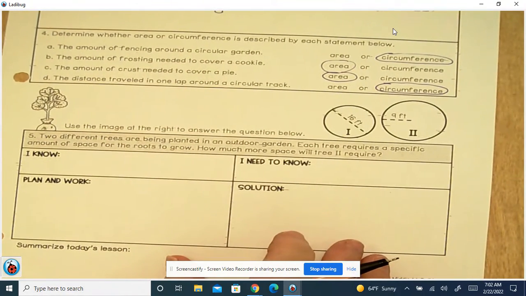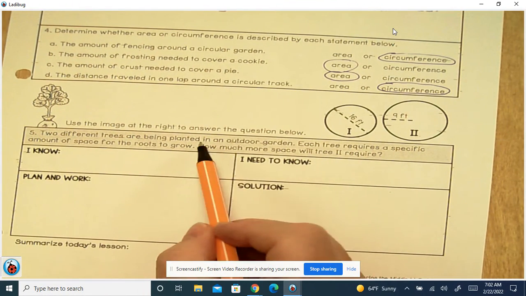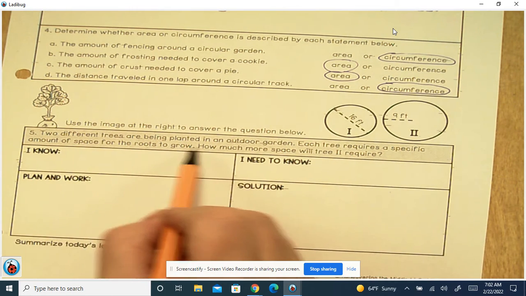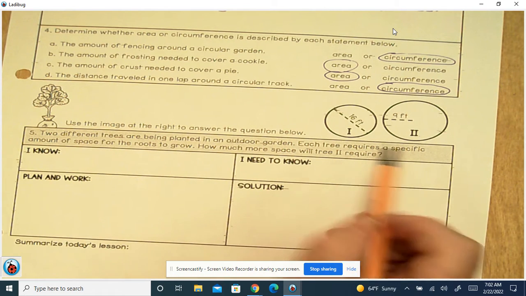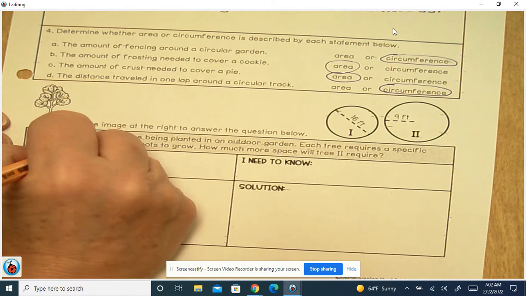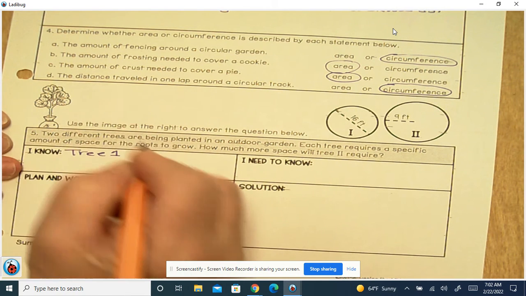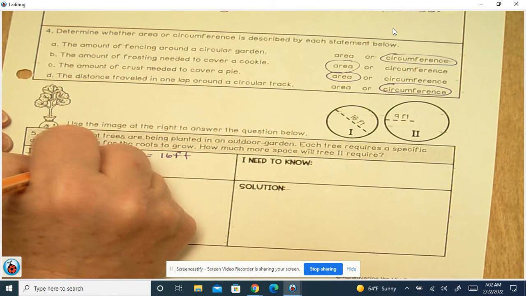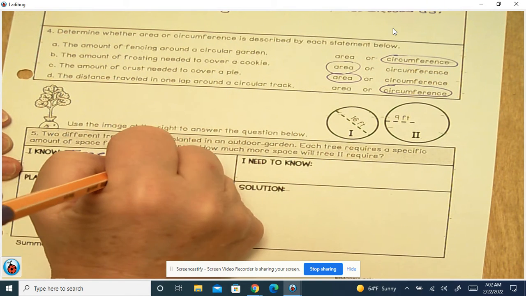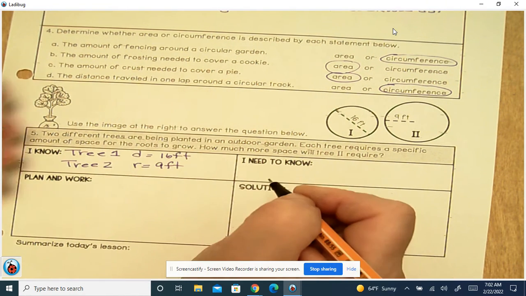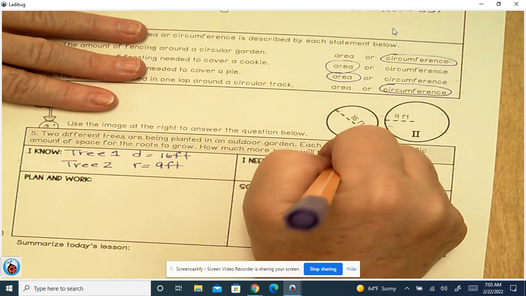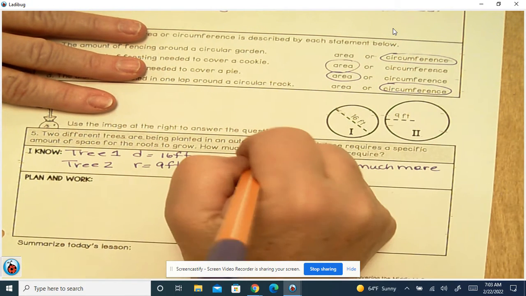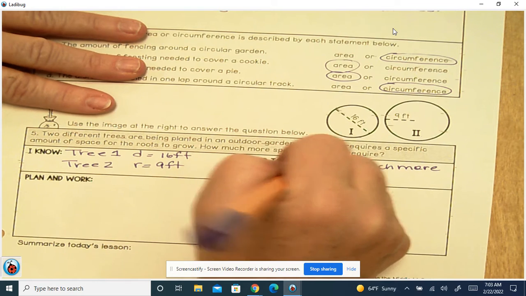All right, and then the last one here at the bottom, two different trees are being planted in an outdoor garden. Each tree requires a specific amount of space for the roots to grow. How much more space will tree 2 require? All right, what you do know is that tree 1 has a diameter that's equal to 16 feet, and tree 2 has a radius of 9 feet. What you need to know is how much more space will tree 2 require?